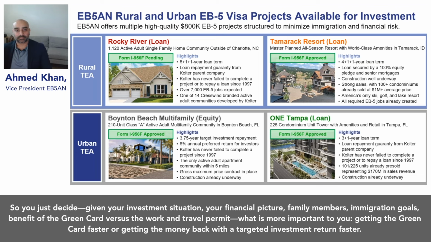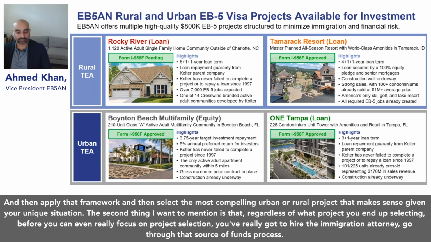So you just decide, given your investment situation, your financial picture, family members, immigration goals, benefit of the green card versus the work and travel permit, what is more important to you: getting the green card faster or getting the money back, with a targeted investment return, faster. Then apply that framework and select the most compelling urban or rural project that makes sense given your unique situation.